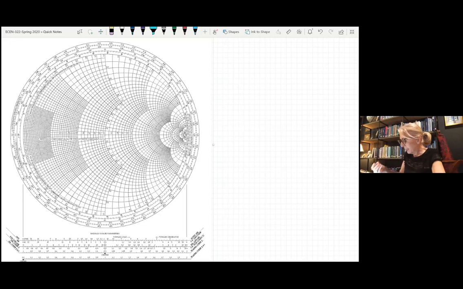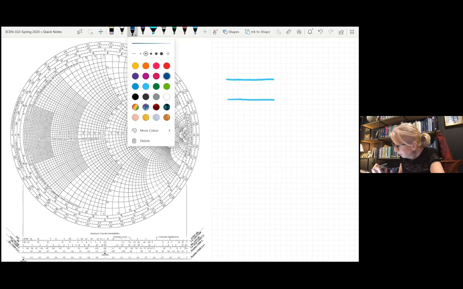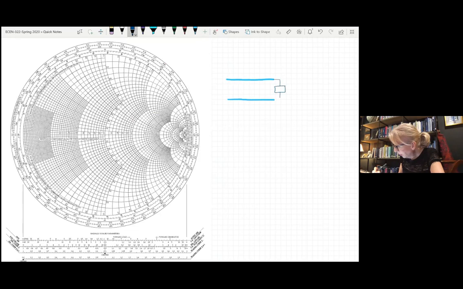But let us assume that somebody has given you a transmission line that looks like this. And at the end of this transmission line, there is an impedance, which I give to you. For example, let's assume that ZL is 100 ohms. And Z naught, the characteristic impedance of this line, is 50 ohms.